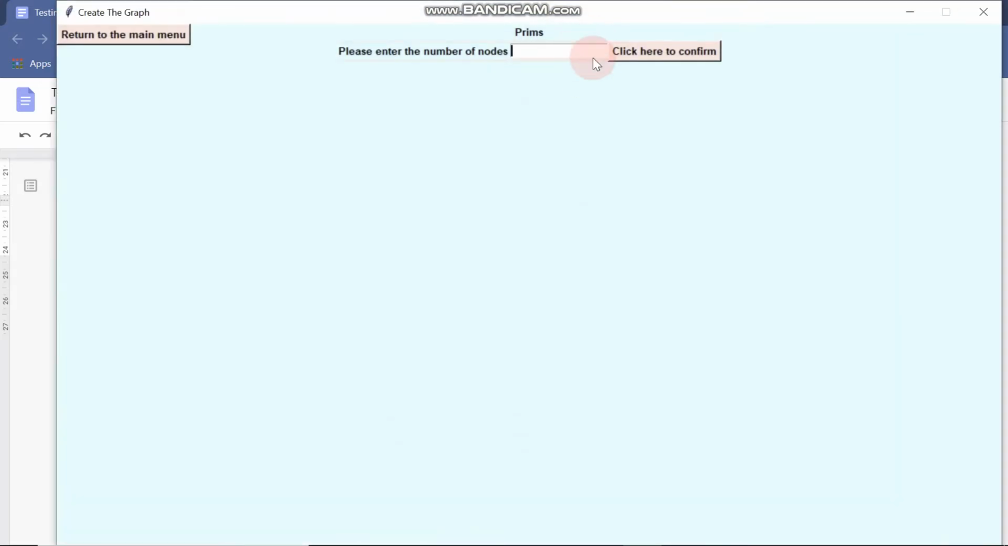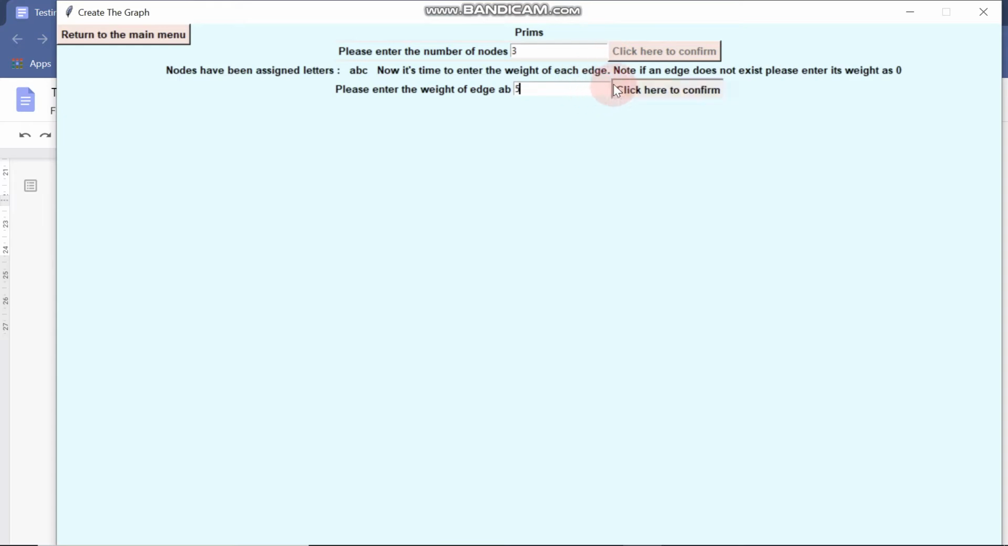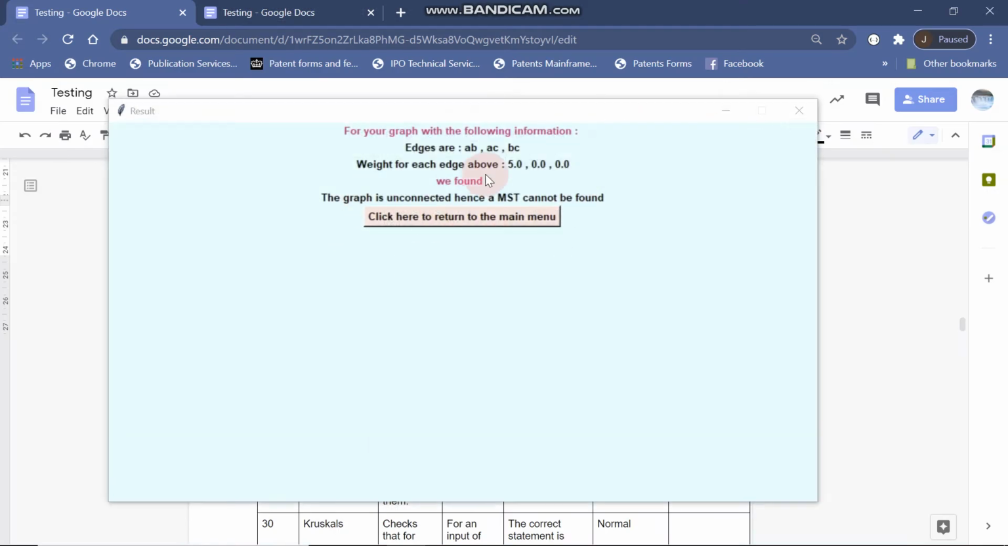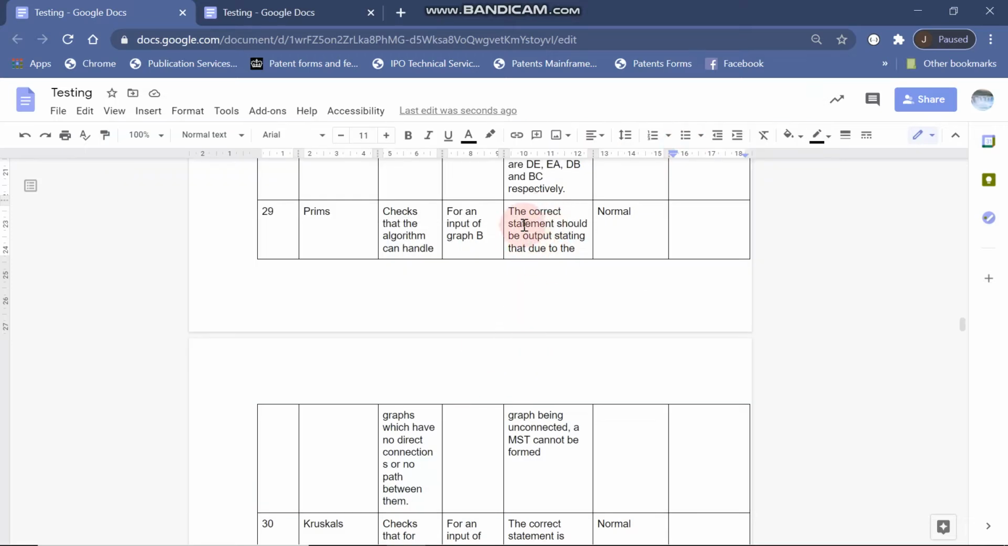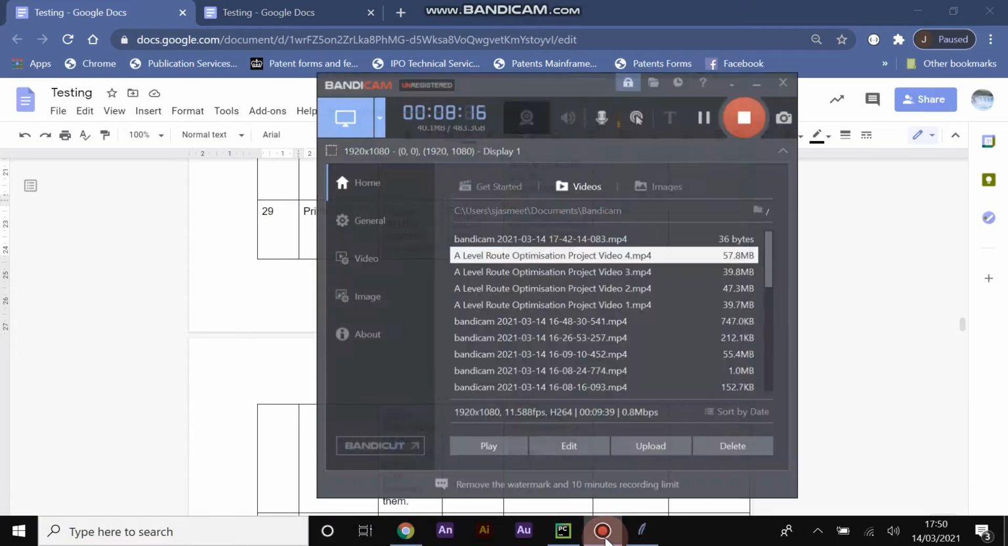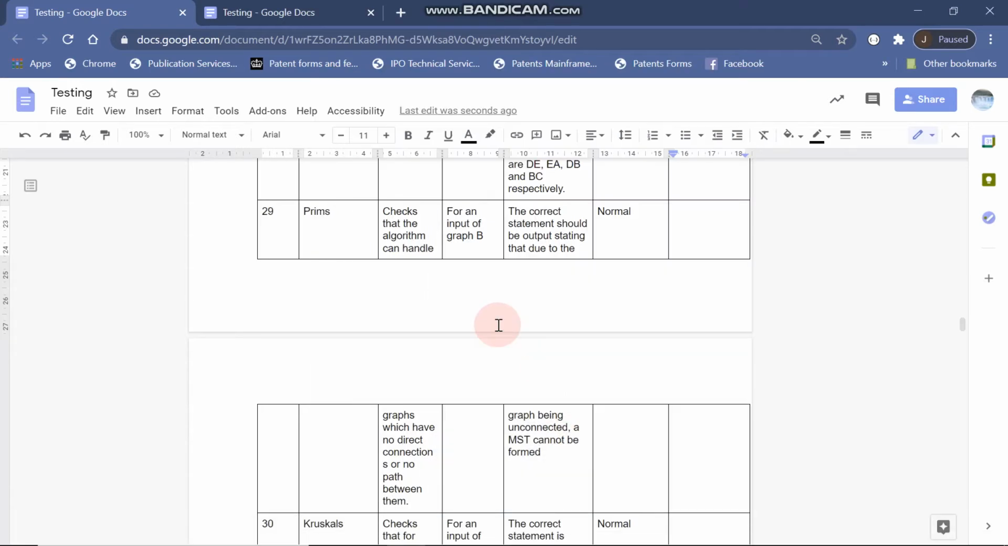So we have 3 nodes, edge AB is 5, and then AC and BC are 0. And it says the graph is unconnected, hence a minimum spanning tree cannot be found. So the correct statement should be output stating that due to the graph being unconnected, a minimum spanning tree cannot be found. Let me just check the time. Okay, so that's good. So that works. So it rejects any graphs which don't fit the criteria for Prim's.